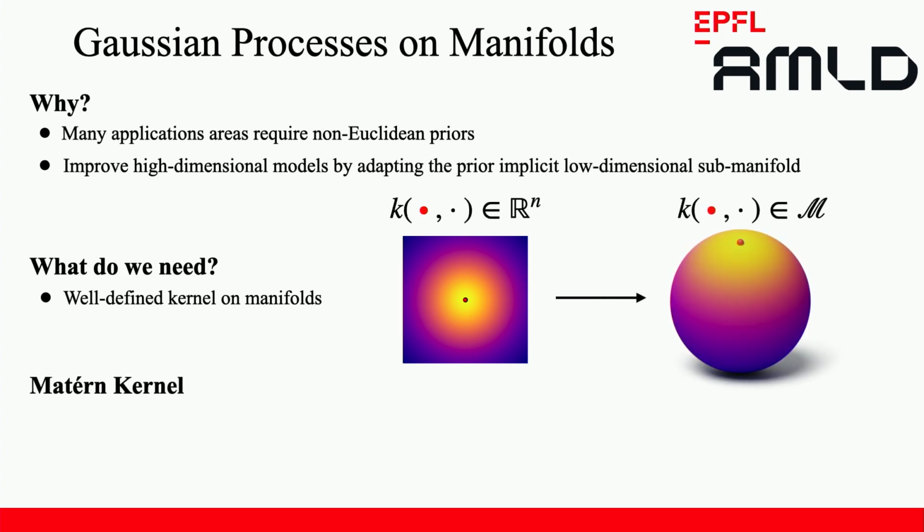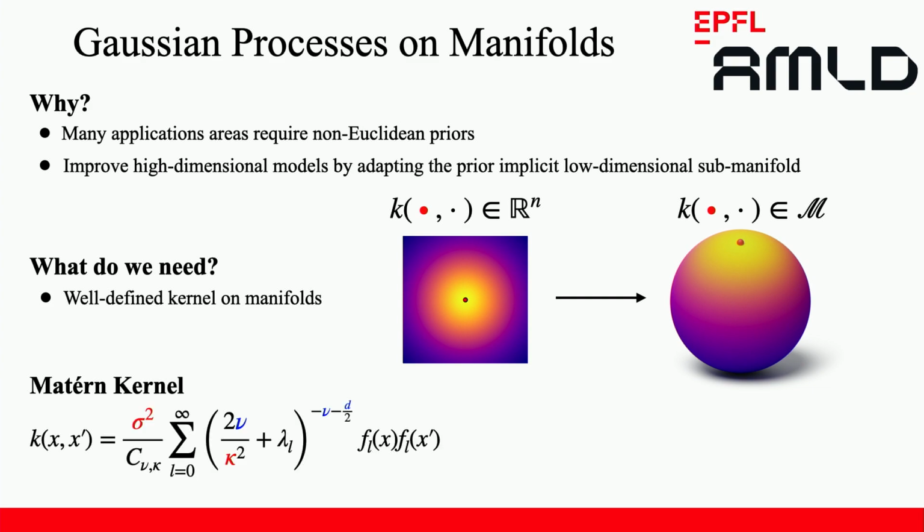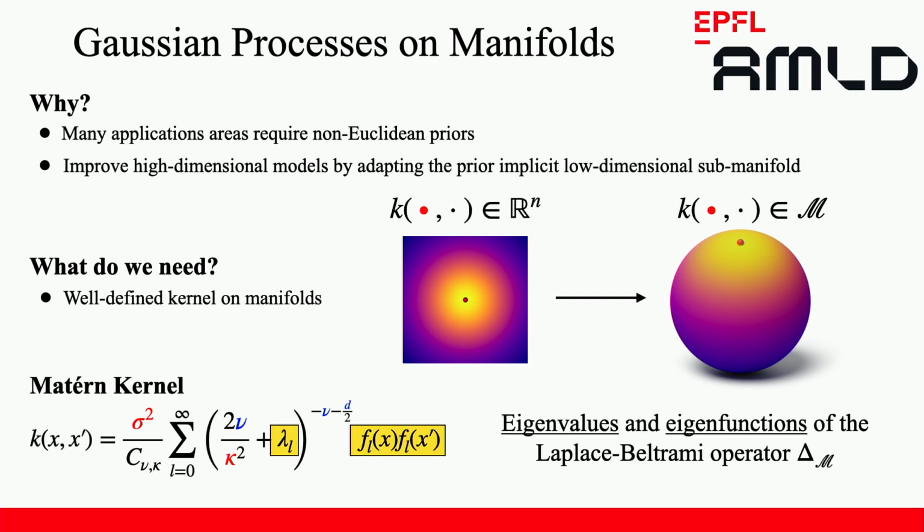We focus on the Matern kernel, and in manifold settings, this kernel is expressed as an infinite weighted sum of functions. Here in blue, you see the smoothness parameter nu and the dimension of the manifold, which are fixed, while in red we have the signal variance sigma and the length scale of the kernel, which are the hyperparameters that we want to optimize. Lambda_l and f_l are the eigenvalues and the eigenfunctions of the Laplace-Beltrami operator, which encodes the geometry of the manifold.